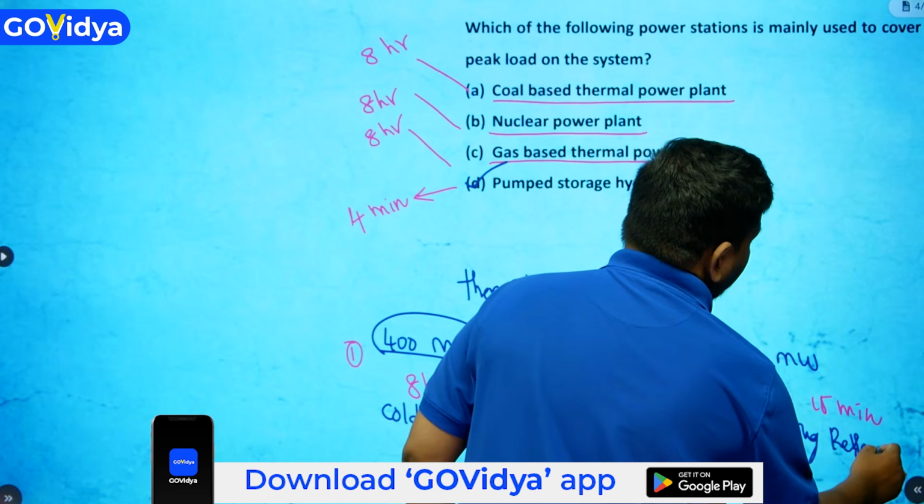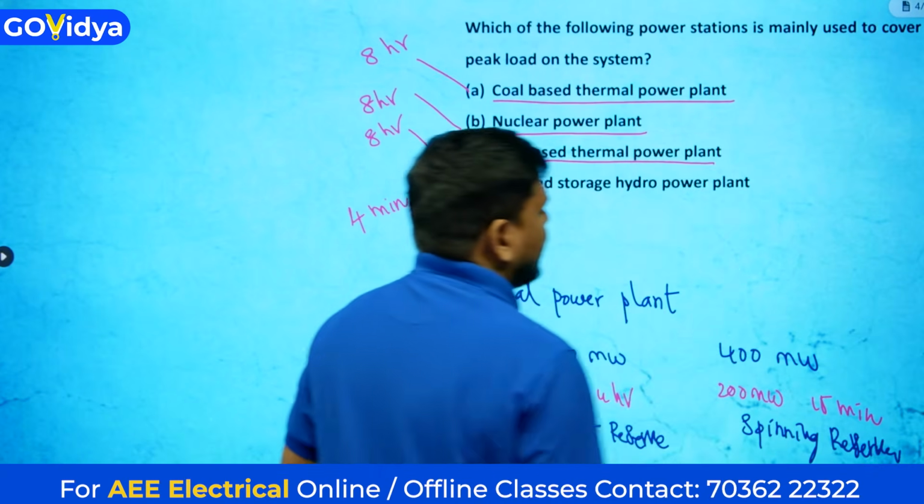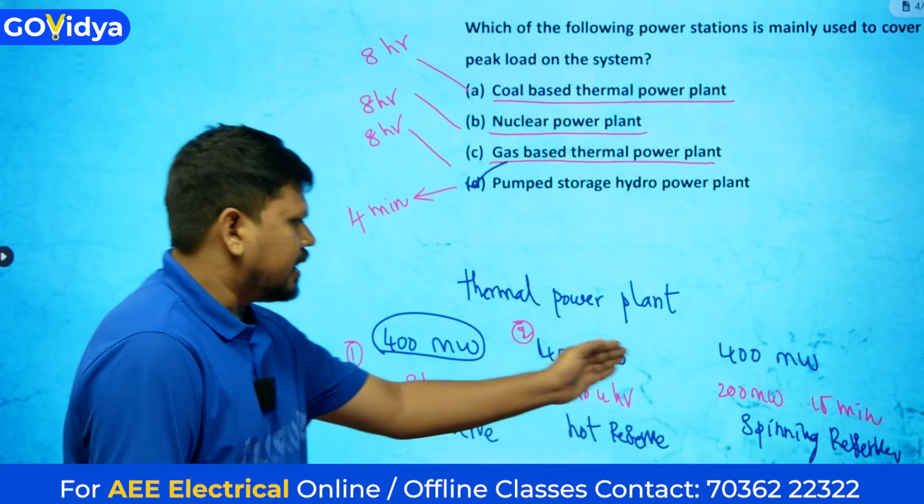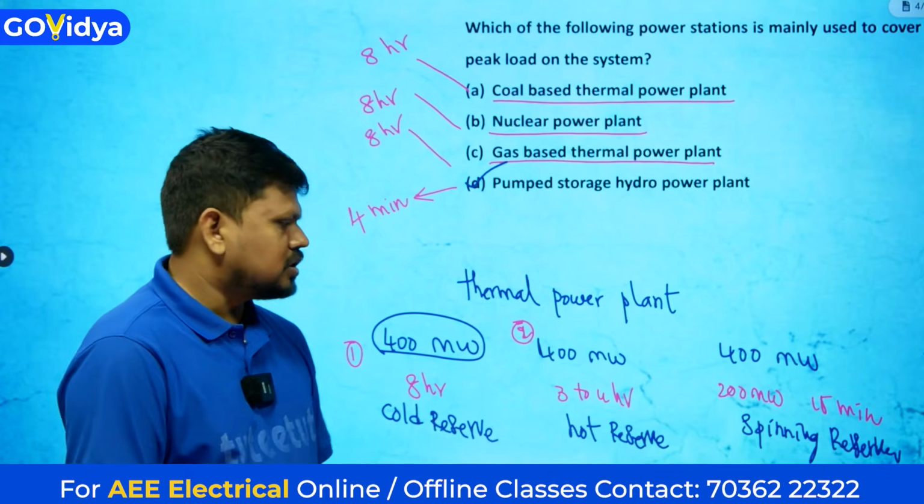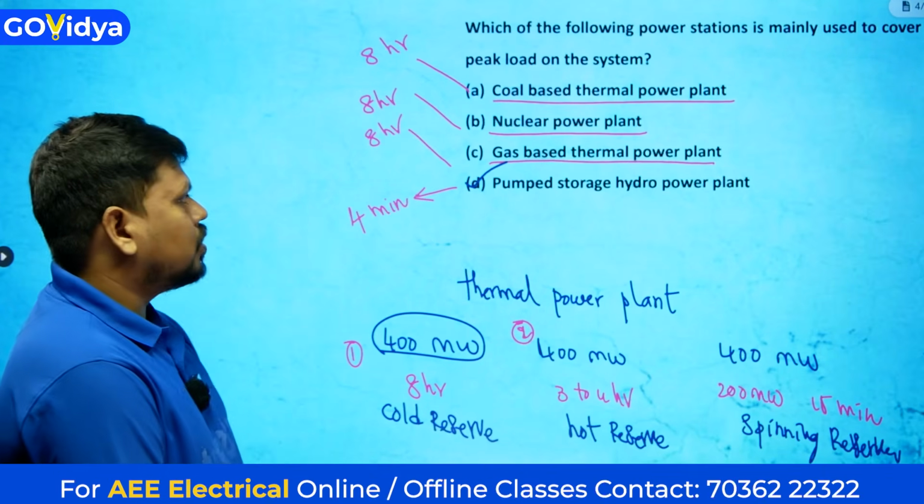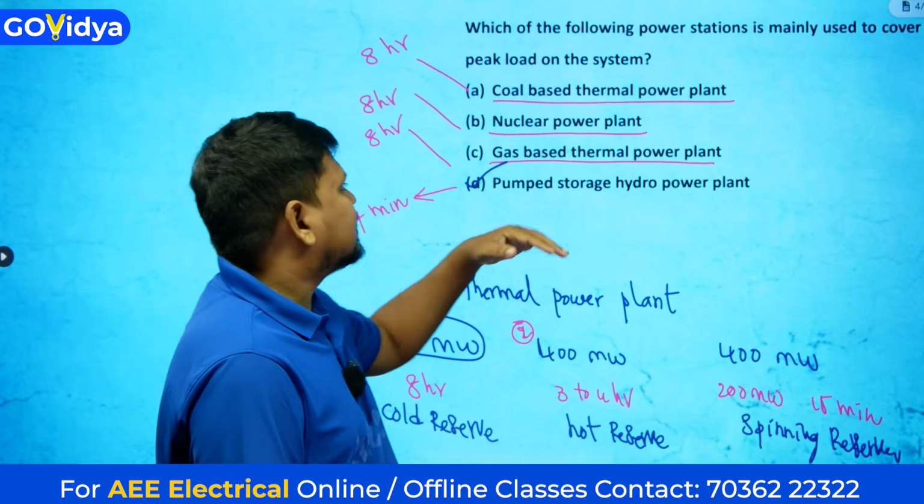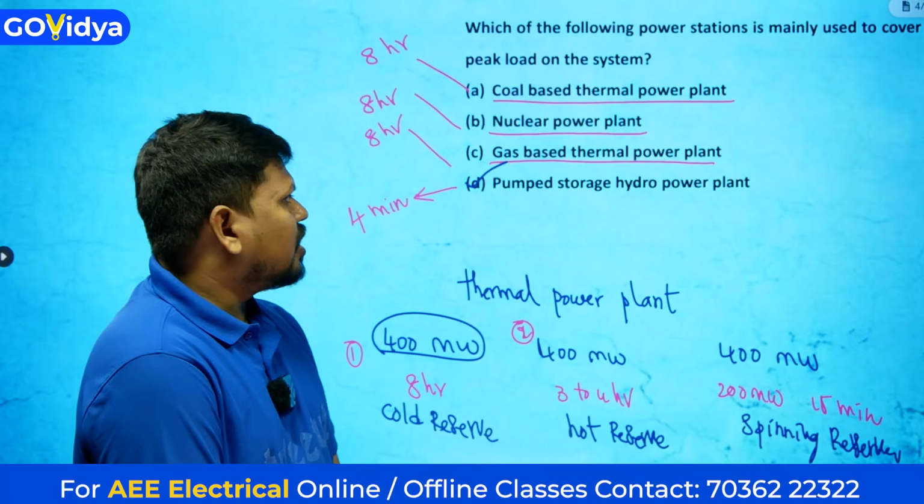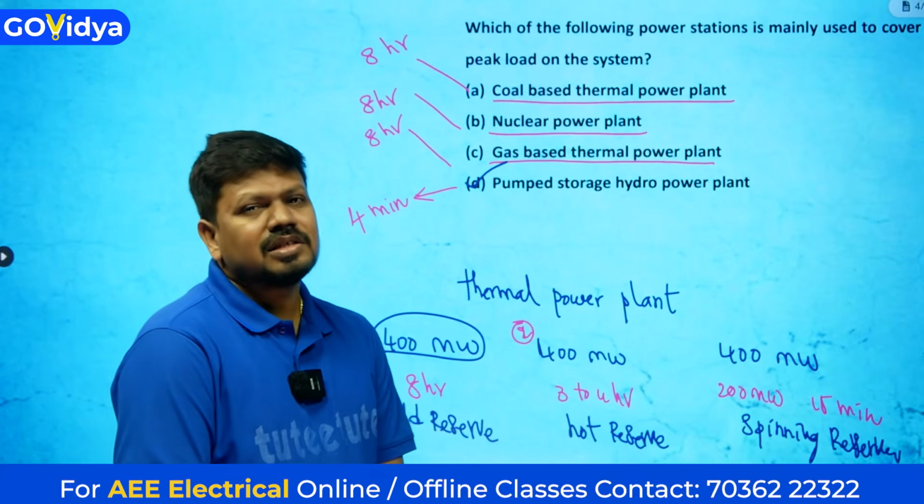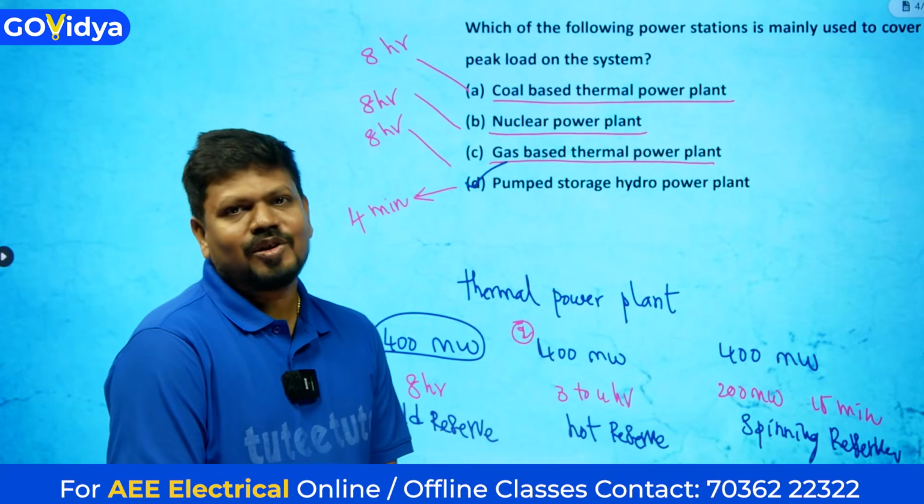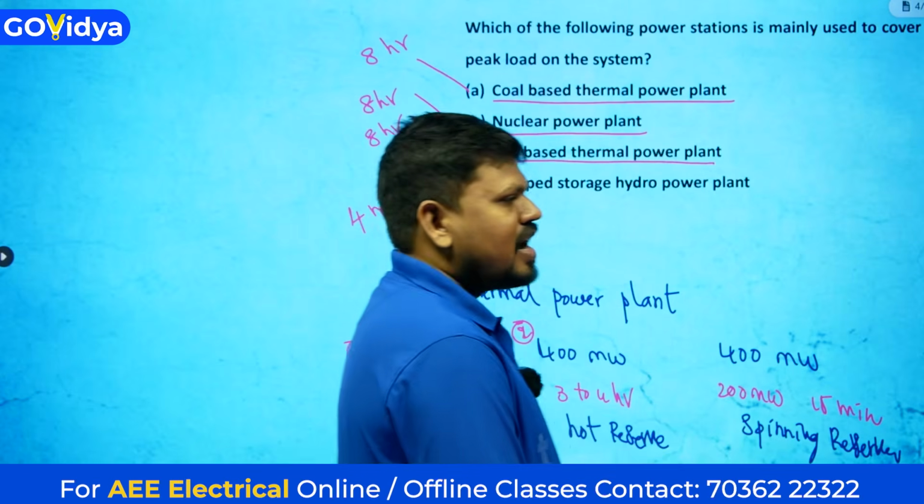So particularly, if they ask about anything like what is a spinning reserve, what is a hot reserve, what is a cold reserve, we need to answer this. If this is in a coal based power plant, the same thing will work for the nuclear power plant, and gas based, there is nothing like a gas based thermal power plant. In India we are not using this.